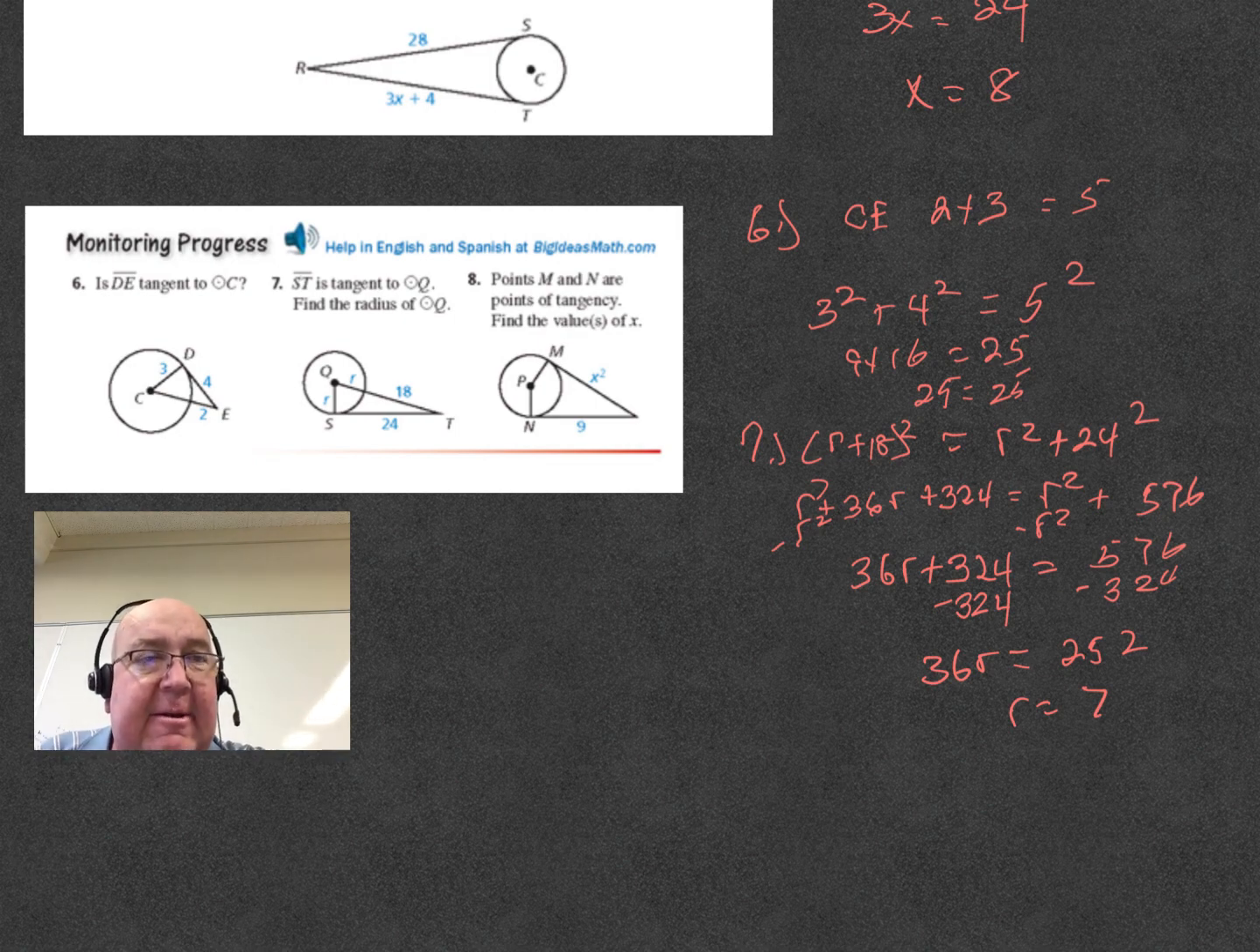And finally, number 8, we just have x squared equals 9. Find the square root, and x is equal to 3.